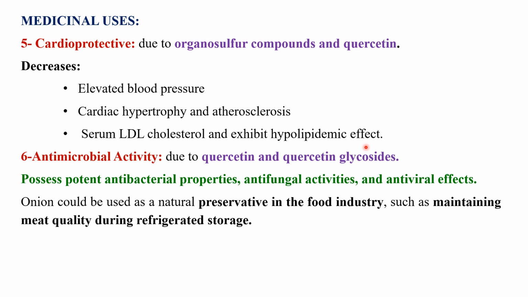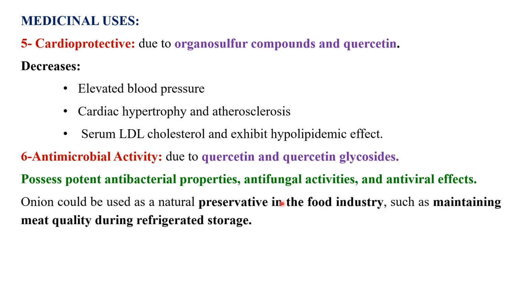Onions as well have antimicrobial activity due to quercetin and quercetin glucosides. Flavonoids are a very important class of secondary metabolite acting as antimicrobial. This is very well known for all researchers in the natural product field. Onions possess potent antibacterial, antifungal, as well as antiviral effects.